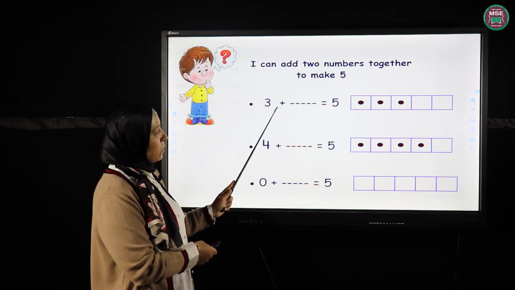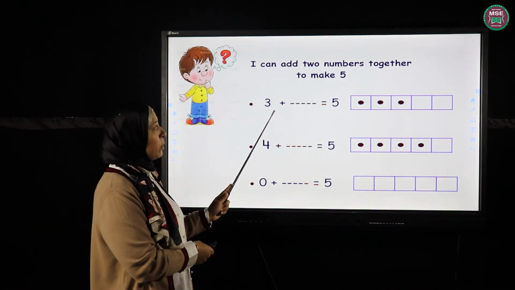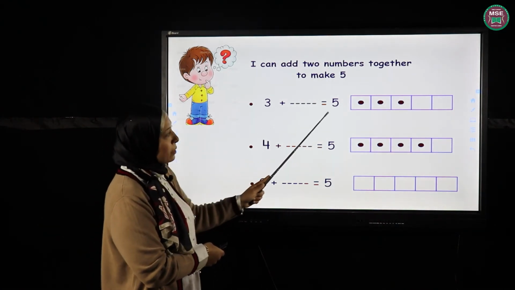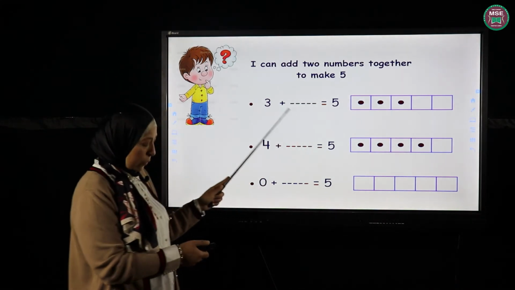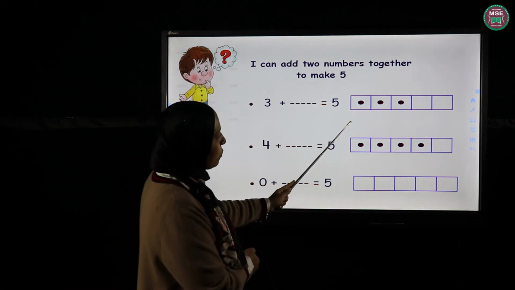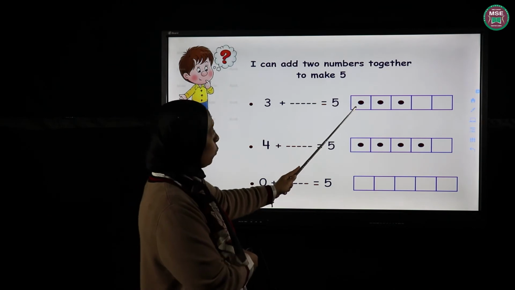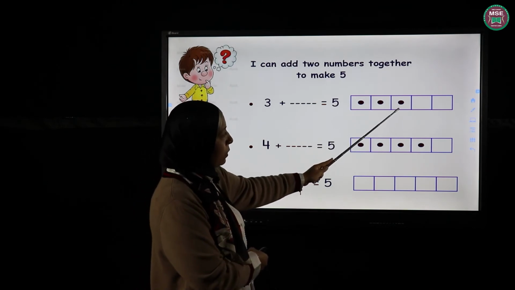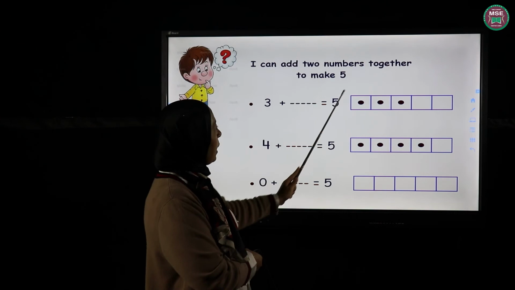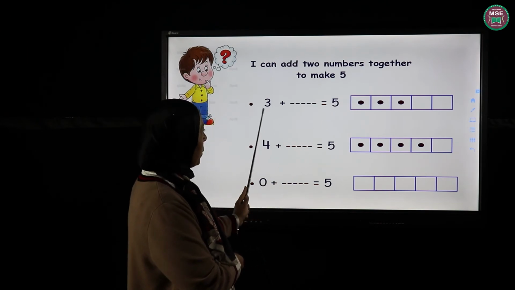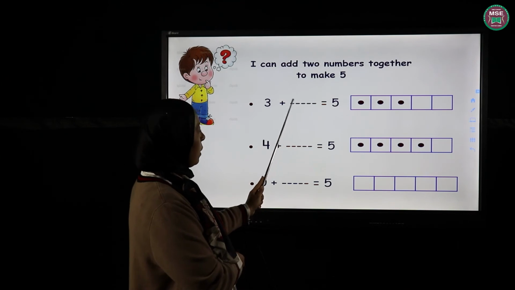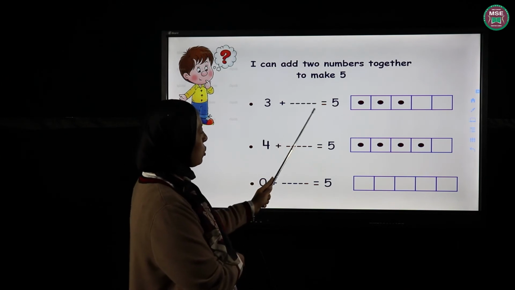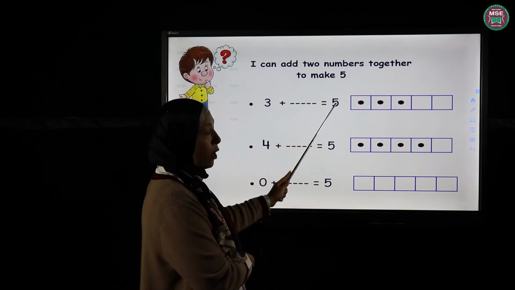Can you see this sign? This is plus. It means we are putting together two numbers to get what? To get 5. Look at the frame here. This frame shows how many dots? 1, 2, and 3. And here we have 3 plus a missing number that I don't know, and I need to put it to number 3 so that I can get number 5.